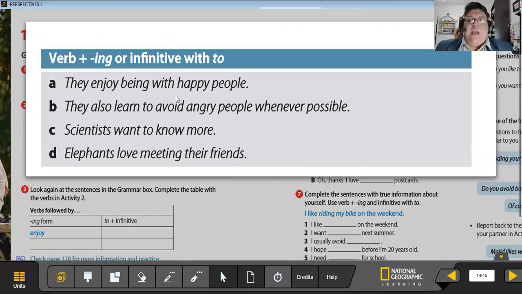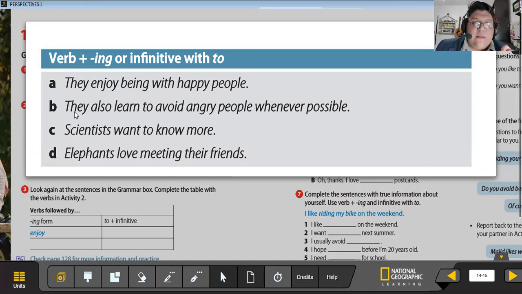Okay, so let's see. The first one, A, I'm going to read it. Notice how I'm reading it because this is where some of you guys need to progress. It's in the combination of words, okay? They enjoy being with happy people. They enjoy being with happy people.